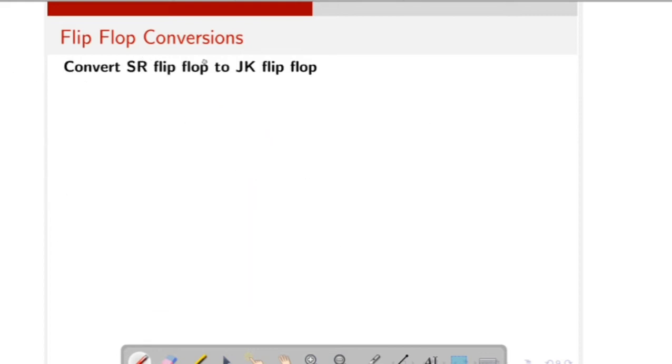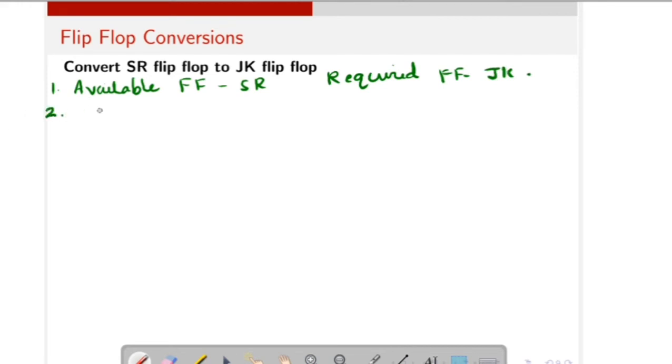The first problem is to convert an SR flip-flop to a JK flip-flop. The first step is to identify the available flip-flop and the required flip-flop. The available flip-flop is SR and the required flip-flop is JK. The second step is to draw the excitation table of the available flip-flop. Our available flip-flop is SR, so we have to draw the excitation table of the SR flip-flop.